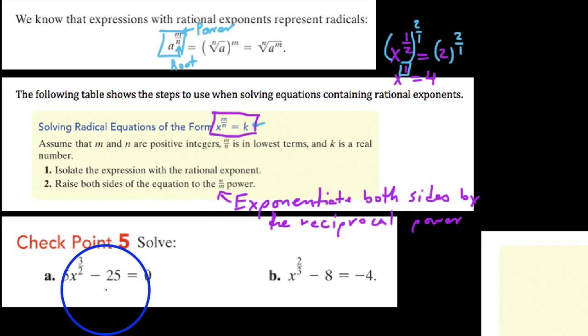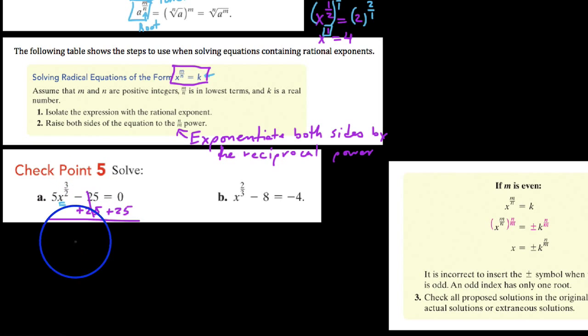So when we look at letter A here and then letter B, we'll take a look at these. We say 5 times x to the 3 halves minus 25. We're going to isolate this base before we do anything else. So we'll go ahead and add 25 to both sides of this equation here. So we would get 5x to the 3 halves power equal to 25. And then we'll go ahead and carry out our division here. We still need to isolate that base, so we say, getting the 5s out of the way, now we have x to the 3 halves power is equal to 5.